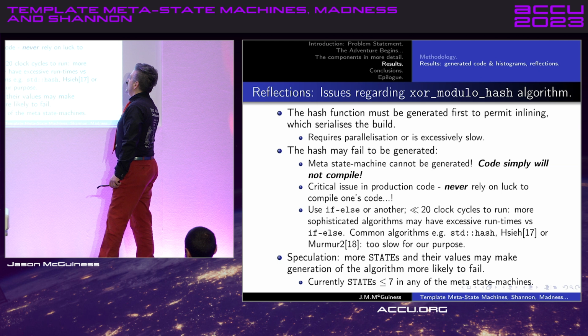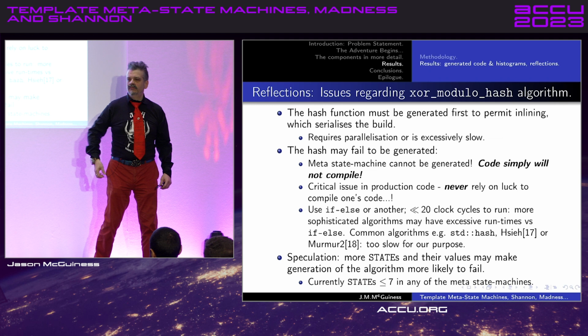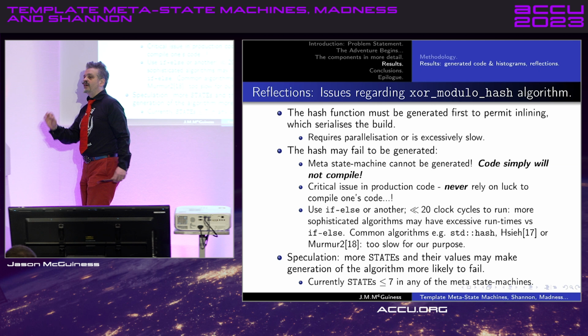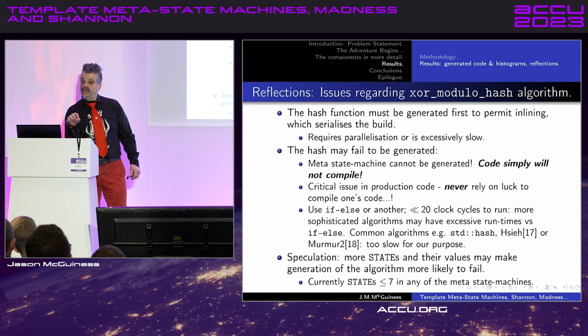I'm going to speculate that if I added a few more states, and I reckon if I got to about 10, it's going to fail. Currently, I've got less than or equal to 7. But as I said, I reckon I'm pushing my luck. You could nest metastate machines, and then you have a hash for the hash. Nope.